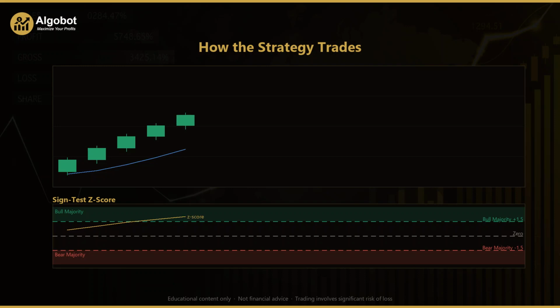Watch the opening sequence. The first several candles close higher one after another, a steady run of bullish bodies. As those closes accumulate, the z-score in the lower panel climbs and pushes up through the positive 1.5 level into the green zone. That crossing is the important moment. It tells the strategy that the recent candle majority is larger than a fair coin, 50-50 split, could reasonably explain. At the same time, price is trading comfortably above the moving average, so the up regime is now confirmed.